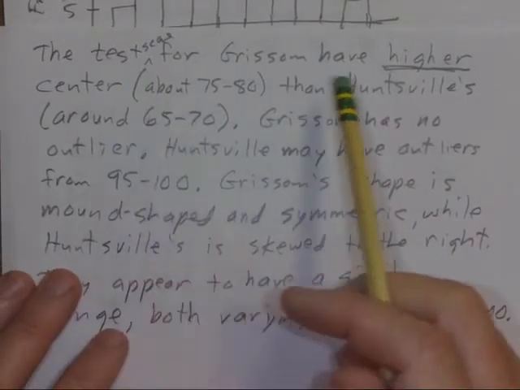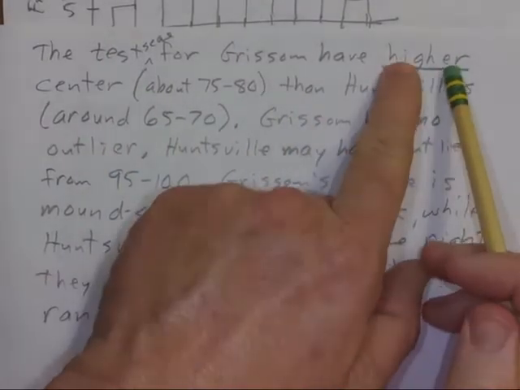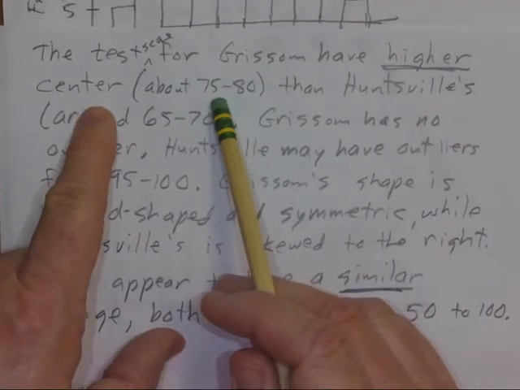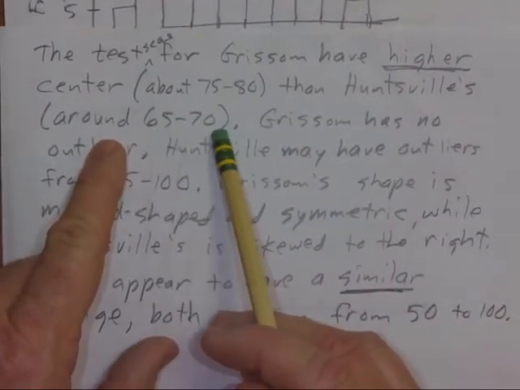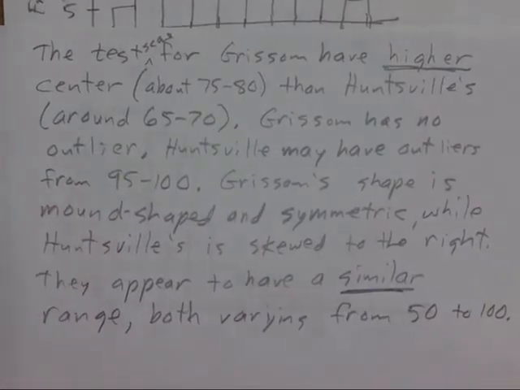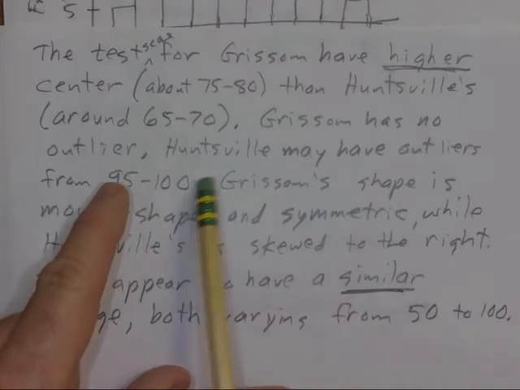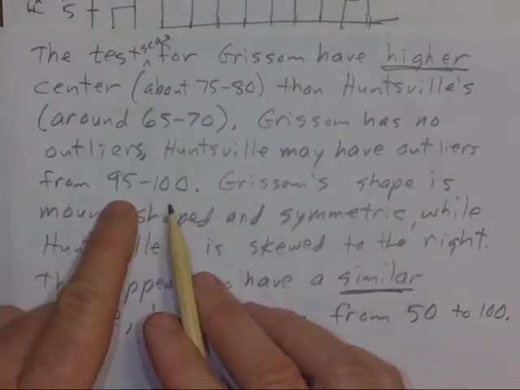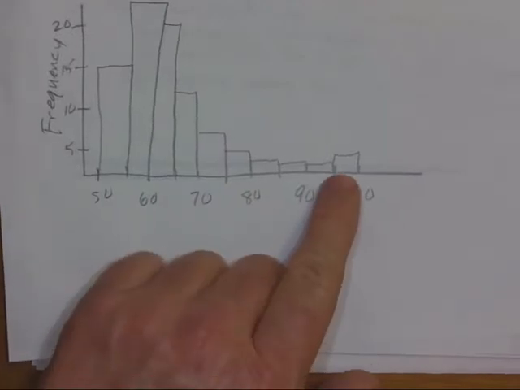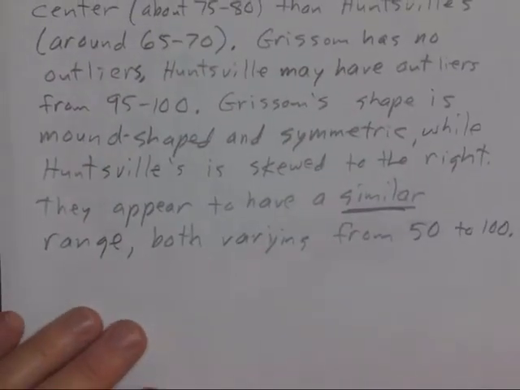The test scores for Grissom have a higher center, there's my comparative phrase, of about 75 to 80, whereas Huntsville's is around 65 to 70. So I've compared the centers using a comparative phrase, thus I would get credit for center. Grissom has no outliers. Huntsville may have outliers from 95 to 100. Over here, those may be outliers. Like I said, we'll have a formula for that in the next section.